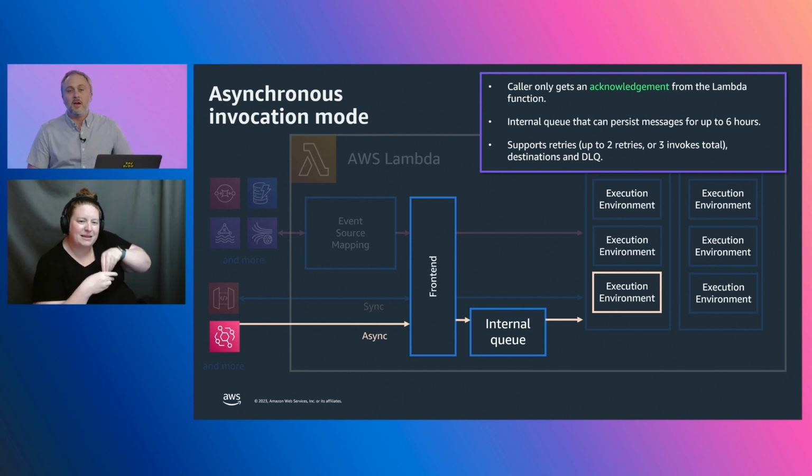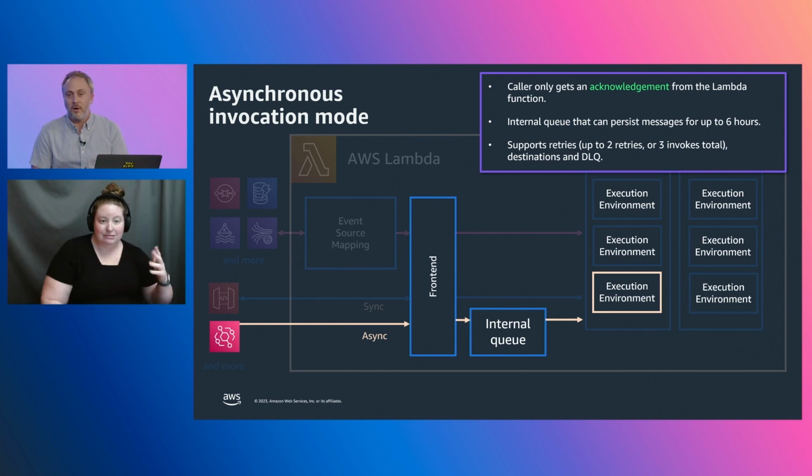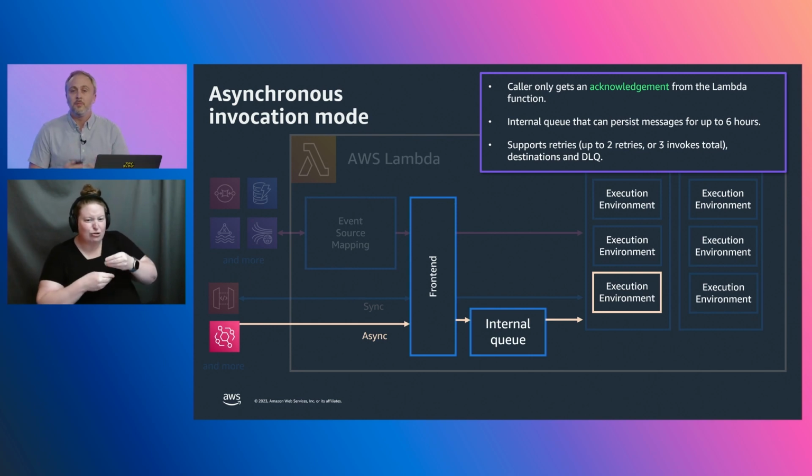And it only sends back an acknowledgement to the callee service, in this case EventBridge, to let that service know that it's received the request. Now, if there's an error with invoking that Lambda function, then that error actually sends the invocation request back onto the internal queue for a retry. And it can retry up to 2 times. So that's your 3 invokes in total.